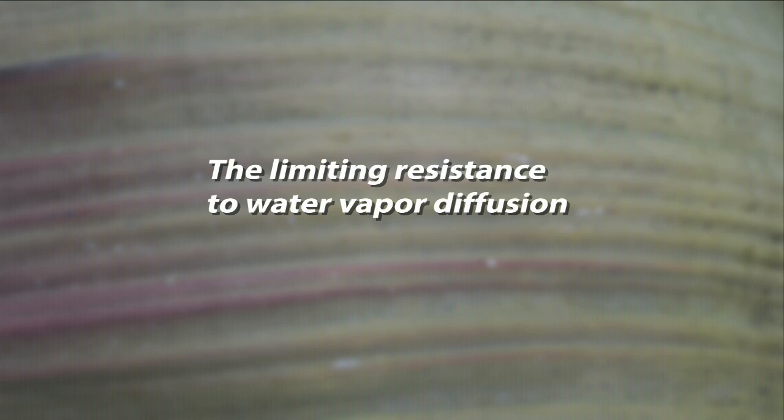Let's break that down. Here's a simplified schematic of a spongy mesophyll cell, the upper leaf cuticle, and a stomatum. For a molecule of water vapor to move from the cell surface to the atmosphere, it must traverse the airspace of the spongy mesophyll, then through the stomata, then through a still air layer at the leaf surface called a boundary layer, and then to the atmosphere.